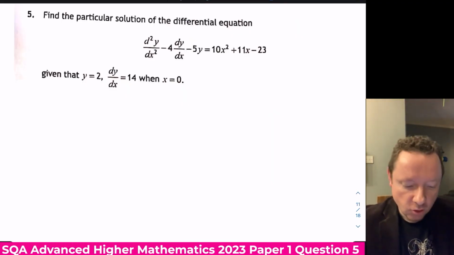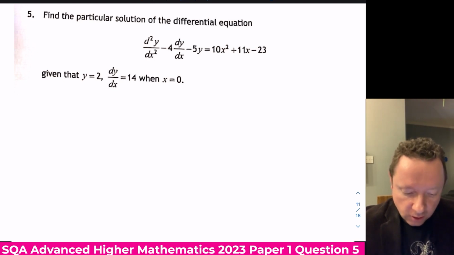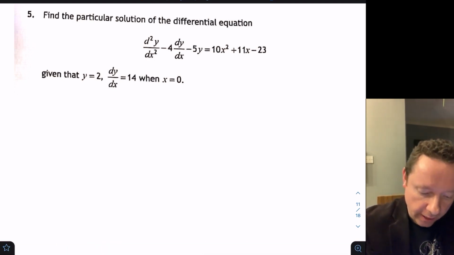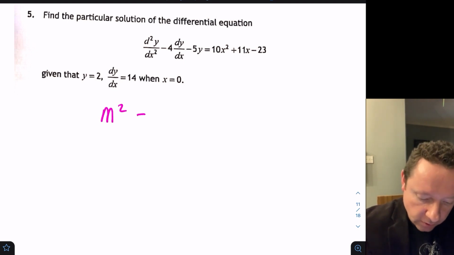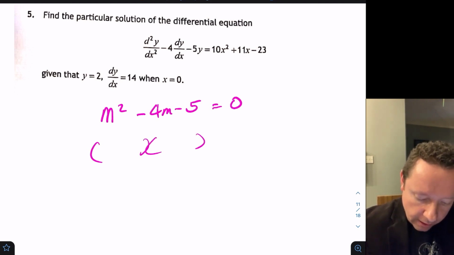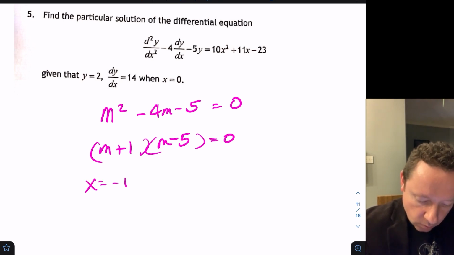SQA Advanced Higher Maths 2023, Paper 1, Question 5. Find the particular solution of this differential equation. So let's set up our auxiliary equation, m squared minus 4m minus 5 equals 0. That gives us the numbers 5 and 1, minus 5 plus 1 equals 0. So m equals minus 1 or m equals 5.